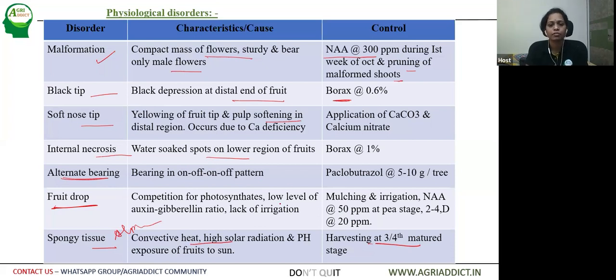Then for fruit drop and alternate bearing also, spraying of paclobutrazol is recommended at 5 to 10 grams per tree. Likewise, for fruit drop, as I told you, spraying of auxins at different stages, pea stage and also marble stage, is recommended.